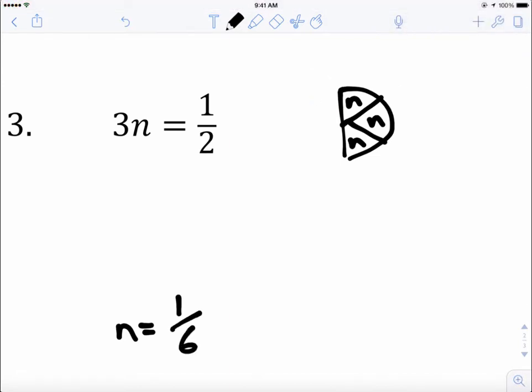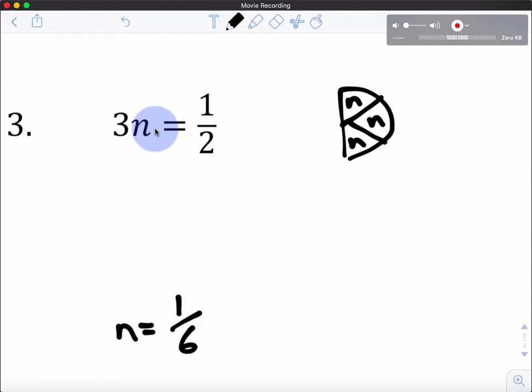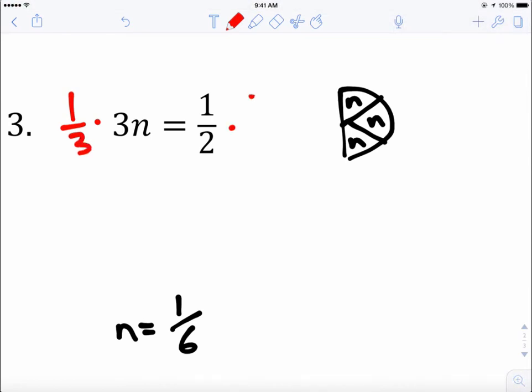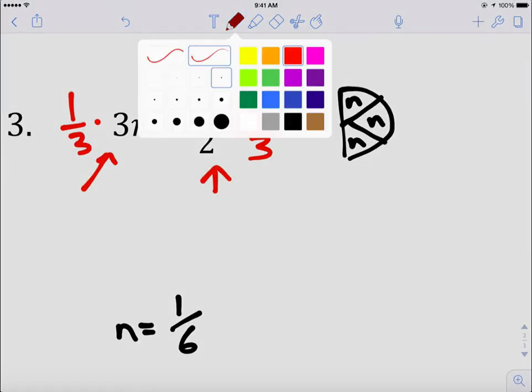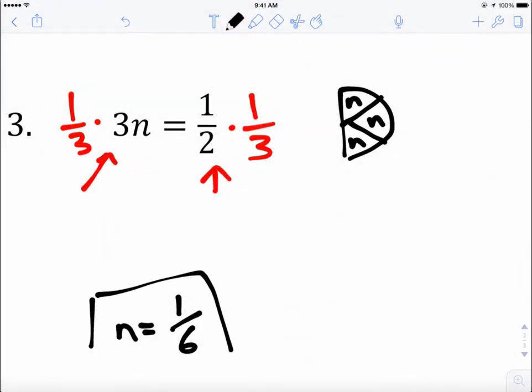The strategy, even though we have some fractions here, remains exactly the same. I don't want 3 n's, I want one of them. I want to have a third of those 3 n's. And what I do to one side of an equation, I will do to the other. Just take a third of this, take a third of that, boom. We find that n is equal to 1/6.